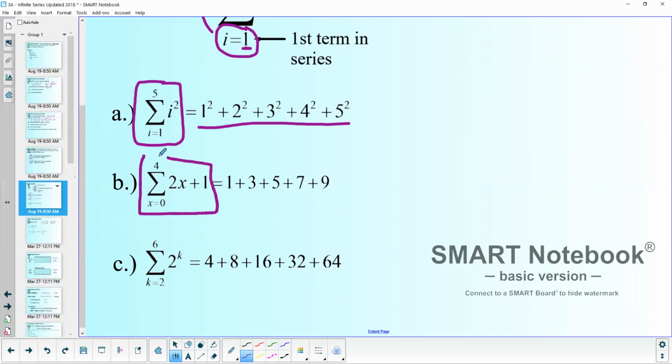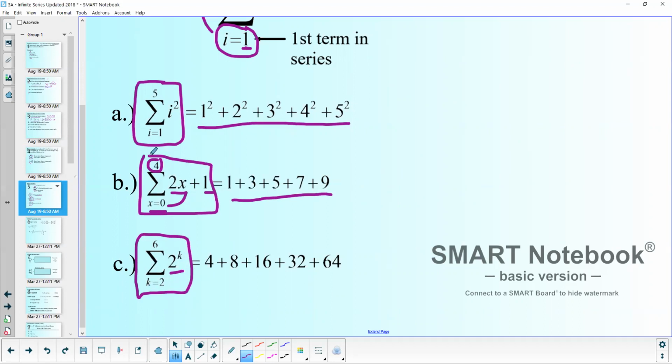Same thing here for part B. You've got the sum from 0 to 4 of 2x plus 1. So you start by plugging in x equals 0. 0 times 2 is 0, plus 1 is 1. And then you plug in the number 1. 2 times 1 plus 1 is 3, and you keep going and going. And then you stop at the number 4. 2 times 4 is 8, plus 1 is 9. And again, I don't really care what the sum is. This one, same idea, just a slightly more complicated equation here.